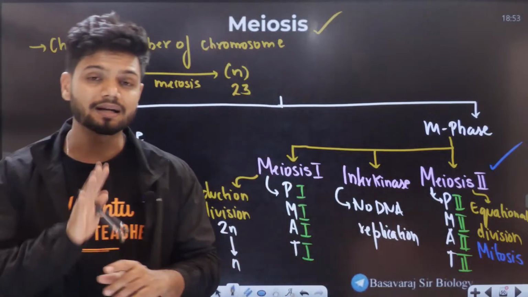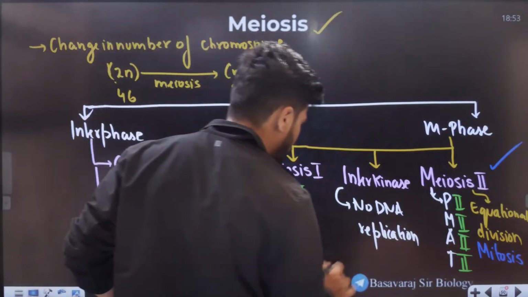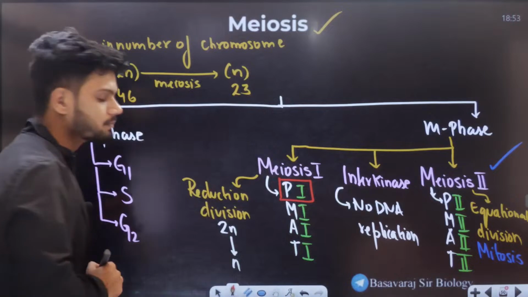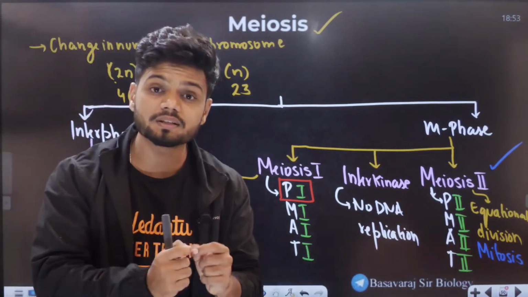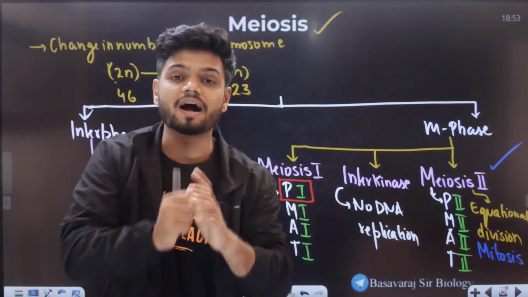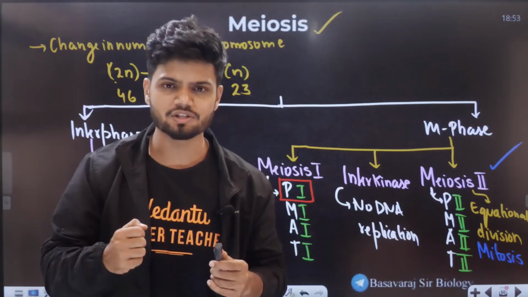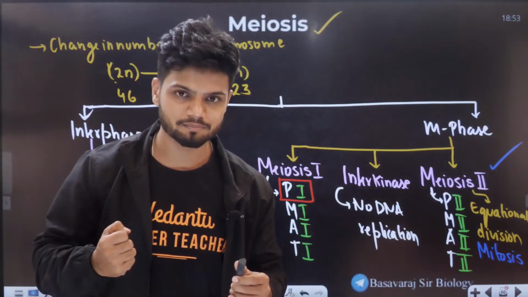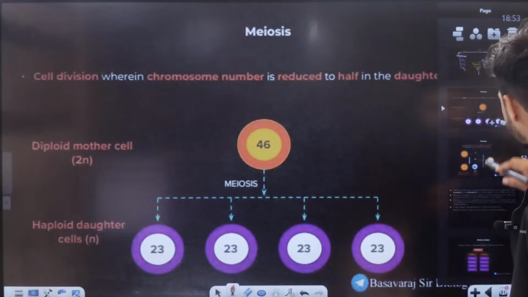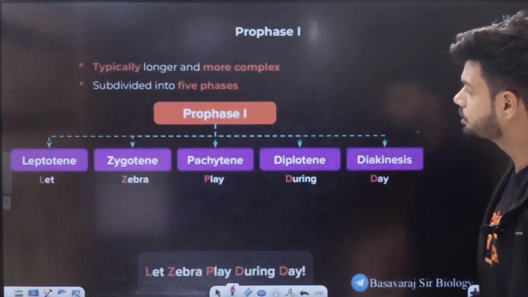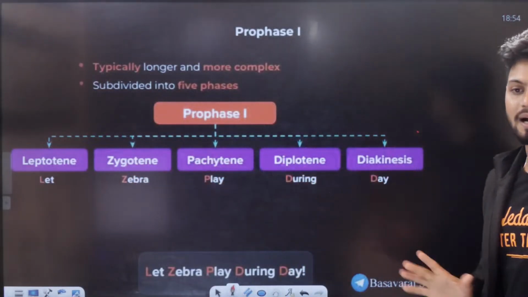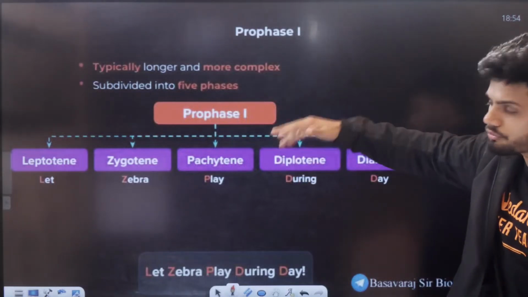Now students, understand very carefully. This prophase 1 is further divided into multiple categories or sub-segments. Let me tell you, this prophase 1 is further divided into something called leptotene, zygotene, pachytene, diplotene, diakinesis. Prophase 1 is further divided into 5 phases.